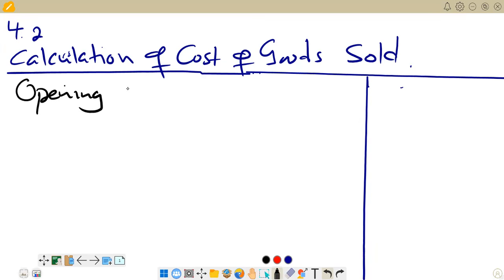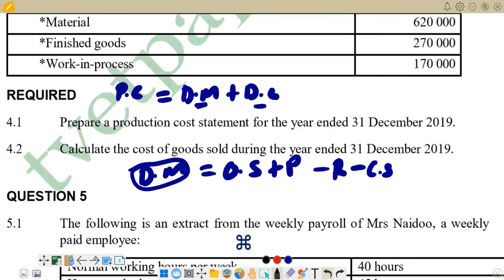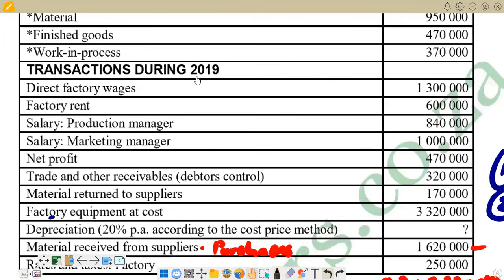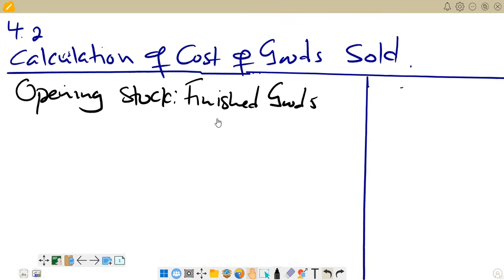Opening stock. And the stock that we have is for finished goods. So we can go back there in the question to check that figure. We have it at the beginning of the question. So here we have finished goods. We have 470,000. So we come here. 470,000 there.